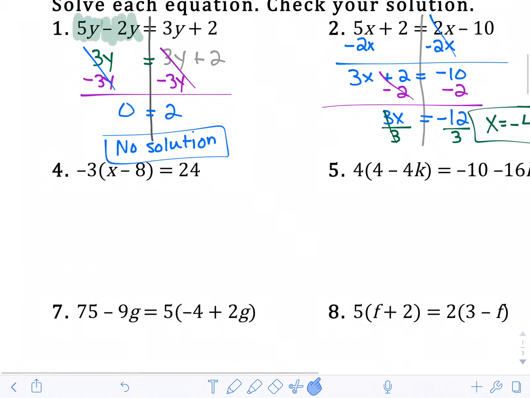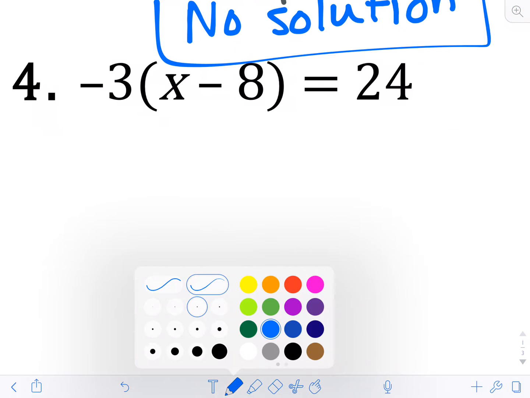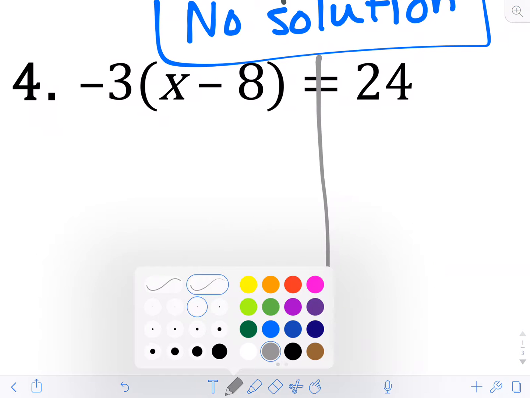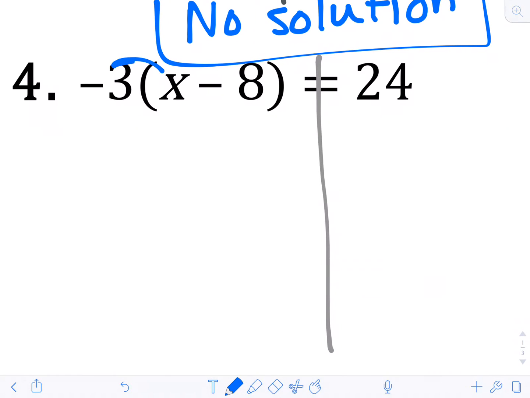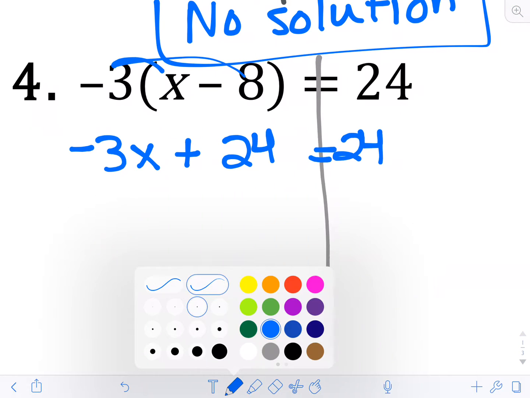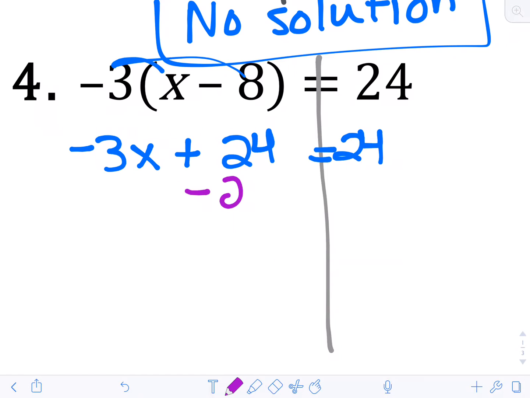Alright, number 4, so now we have distribution. So again, I'm going to draw my line on the equal sign. Before you do anything, PEMDAS says you have to get rid of the parentheses. So I'm going to go ahead and distribute this negative 3 to the x and to the negative 8. Negative 3 times x is negative 3x. Negative 3 times negative 8 is a positive 24. That is equal to 24. I'm going to go ahead and subtract 24 from both sides.